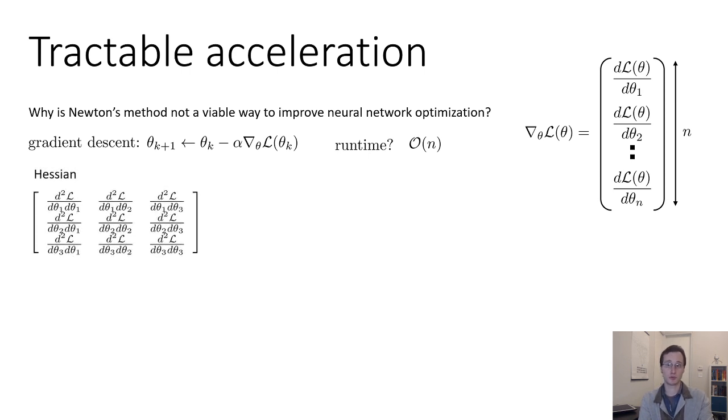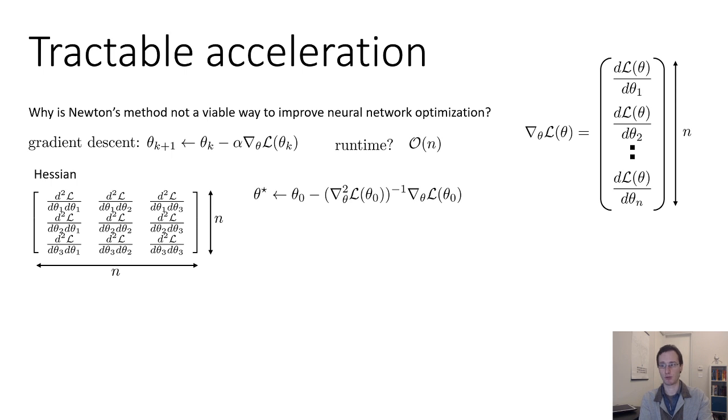Now, for Newton's method, we need the Hessian. How many entries does the Hessian have? Well, in the same way that the gradient has n dimensions, the Hessian is n by n, which means it has n squared total entries. And our Newton's method update requires computing the inverse of the Hessian multiplied by the gradient. Now, representing the Hessian by itself already requires O of n squared operations. A matrix inverse requires O of n cubed.